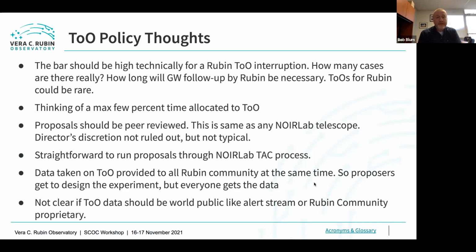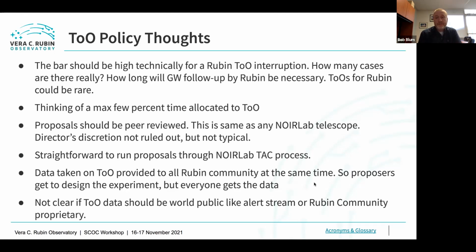I think thinking of a few % max time per year that might go to TOOs fits with what is in the SCOC and the Cadence simulations group thinking right now. So I think that's probably okay. It should probably be more than that.